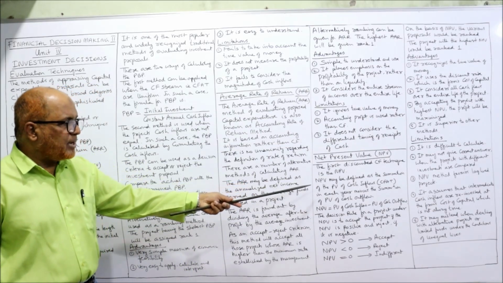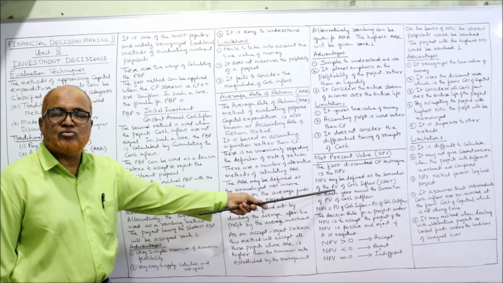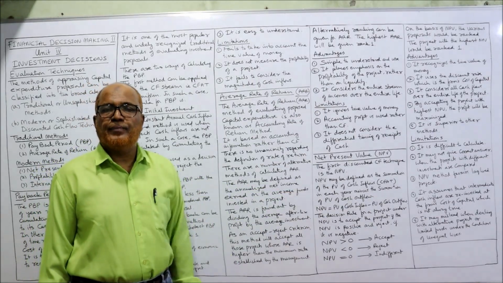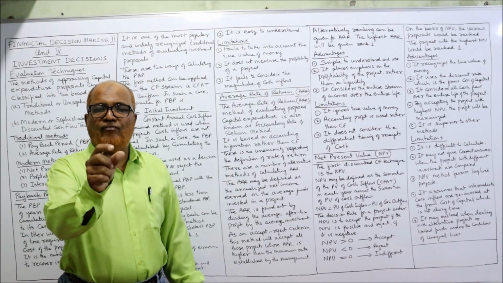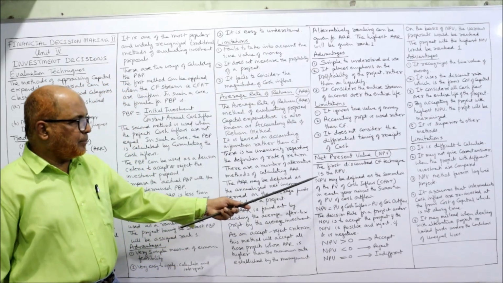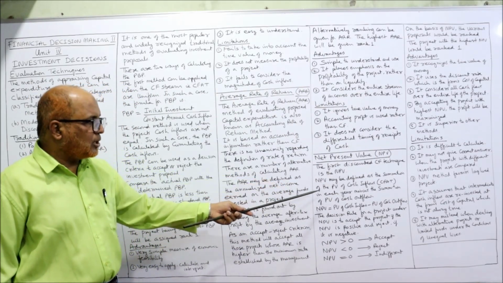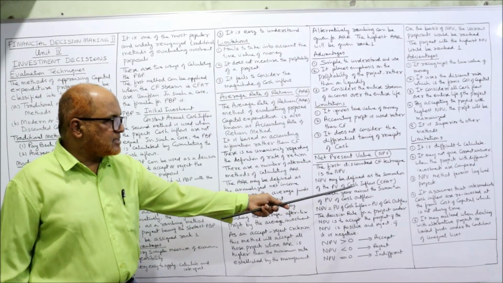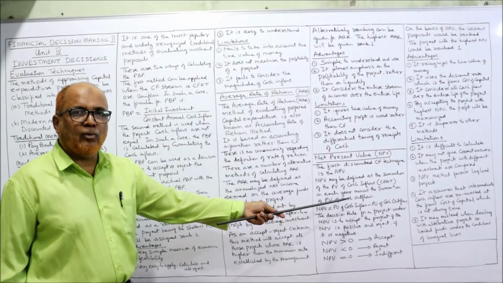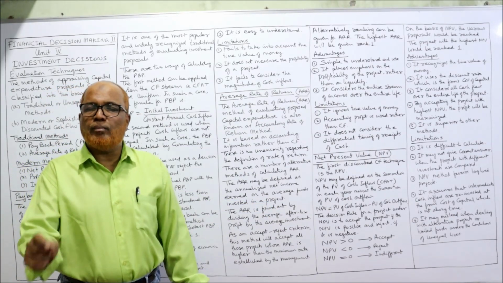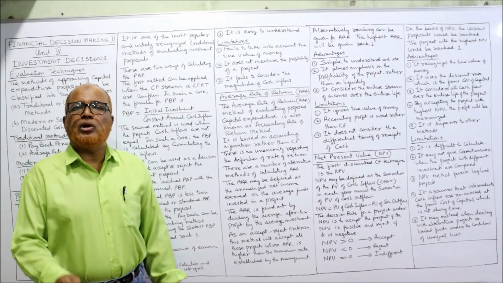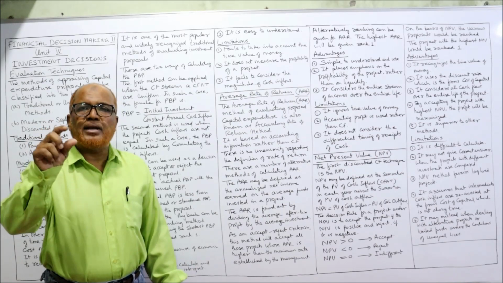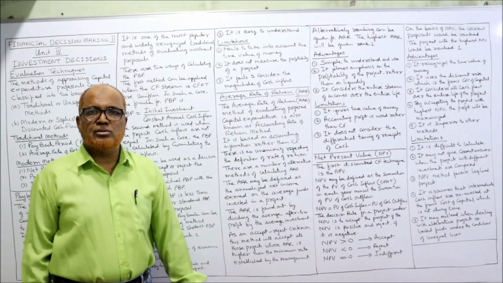NPV may be defined as a summation of present value. PV stands for present value of cash inflows. Cash inflows is also called as CFAT, cash flow after tax. So again I repeat, NPV may be defined as a summation of the present value of cash inflows, CFAT, in each year minus the summation of PV of cash outflow. Simply remember the formula for NPV. NPV is equal to present value of cash inflows minus present value of cash outflows.